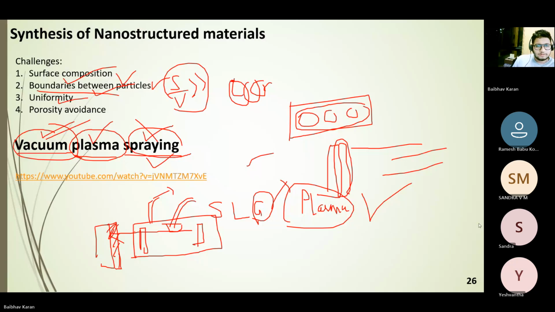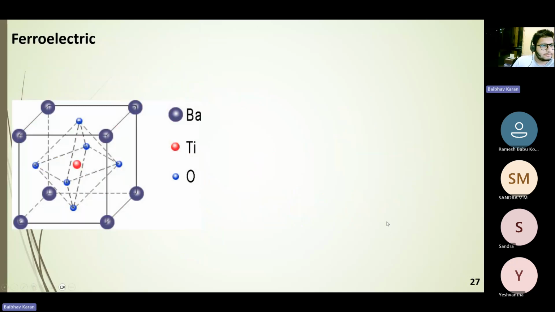Yeah. So next we have is what is ferroelectric. This is the final theory which we covered in this week. That is, what is a ferroelectric material.